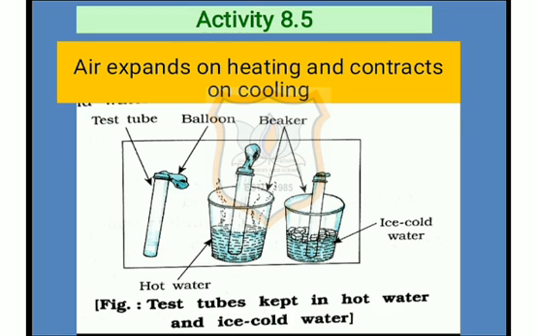So students, take a boiling tube and stretch a balloon tightly over the neck of the tube. You can use tape to make it tight. Pour some hot water in a beaker. Insert the boiling tube with the balloon in the hot water. Observe for 2 to 3 minutes for any changes in the shape of the balloon.